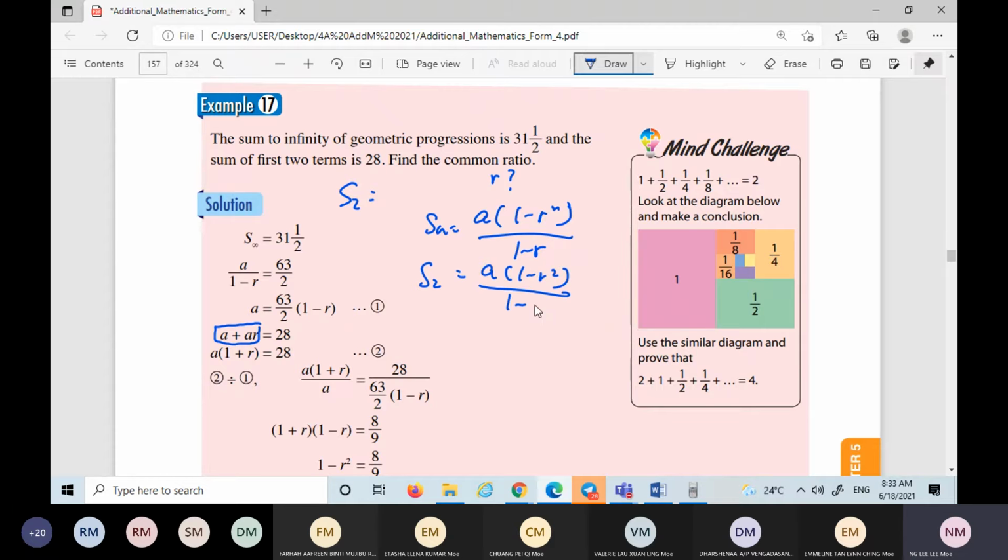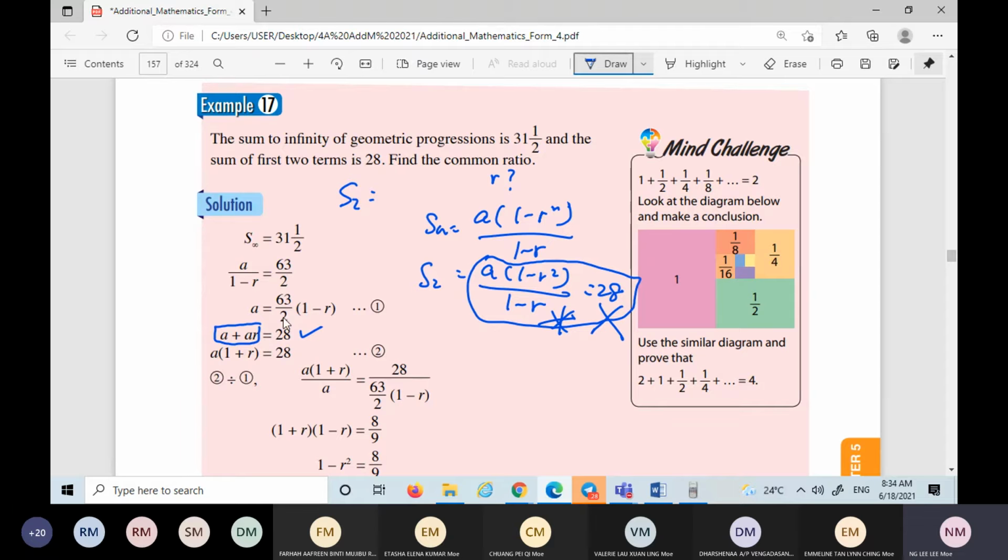If you use this formula for S2, and this equals 28, it's more complicated compared to using this method. Sum of the first two terms: because there are only two terms, the first one is A, the second one is AR. Finish the story. So for this type of question, don't use this. Because they only have two terms, use this. If they have many terms, then it depends on the questions. If you use this, the whole thing becomes more simple.